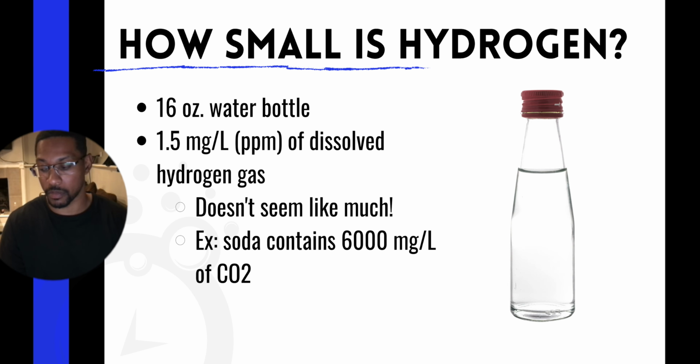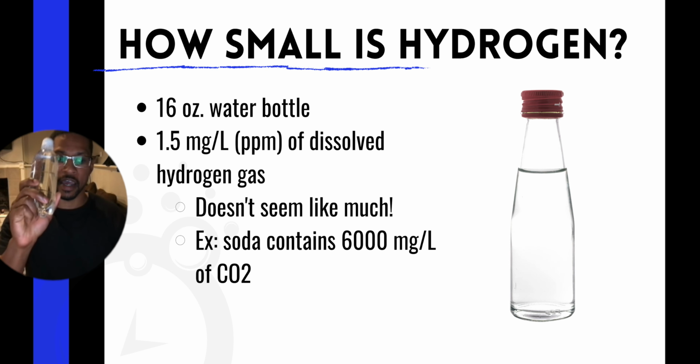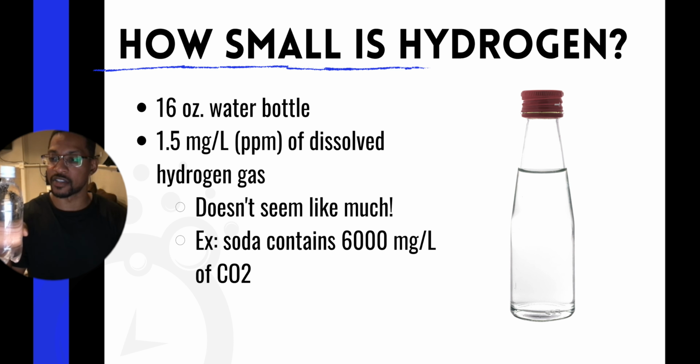It's pretty incredible. Okay, so the next example I want to do to help you comprehend another way of thinking about this, and where hydrogen size comes into play, is with hydrogen-rich water. So here I have a 16-ounce bottle of water, and in this 16-ounce bottle of water, I have 1.5 milligrams per liter or ppm of hydrogen gas dissolved into this water.